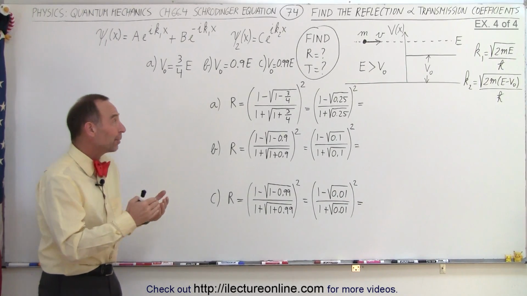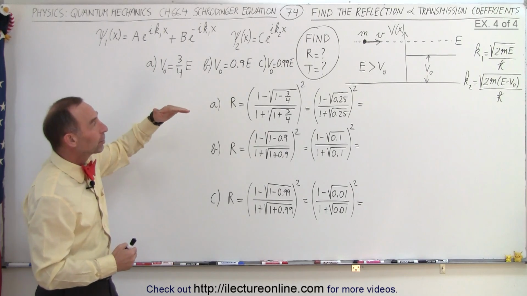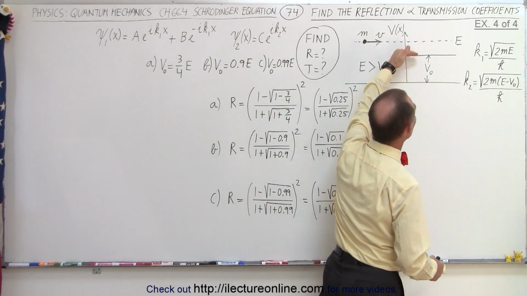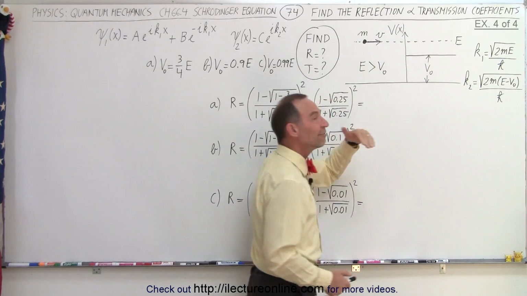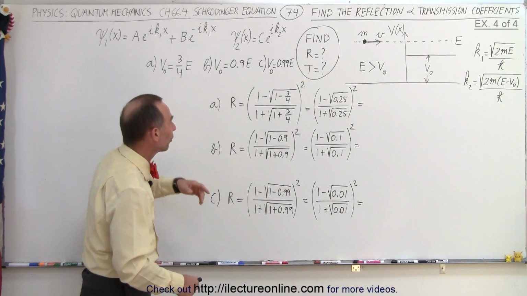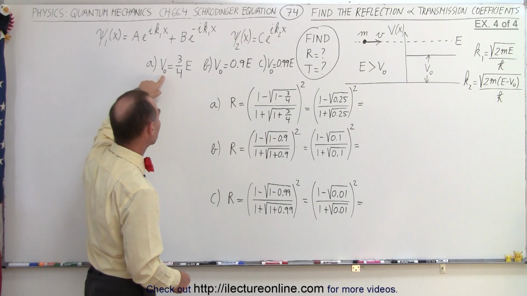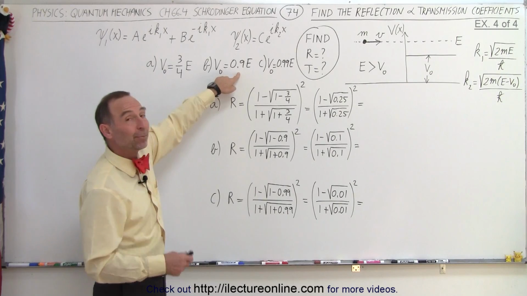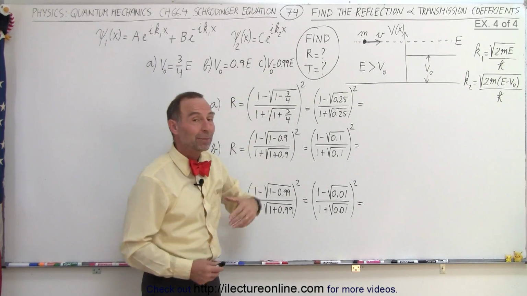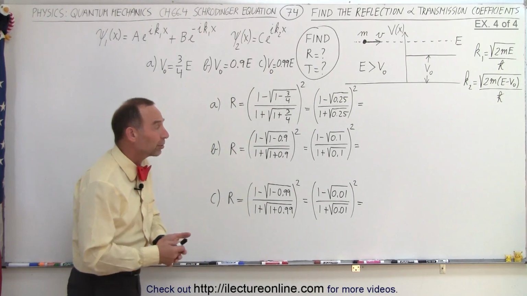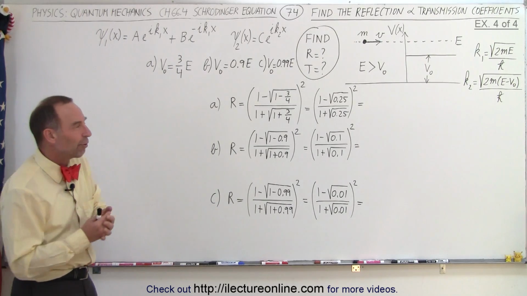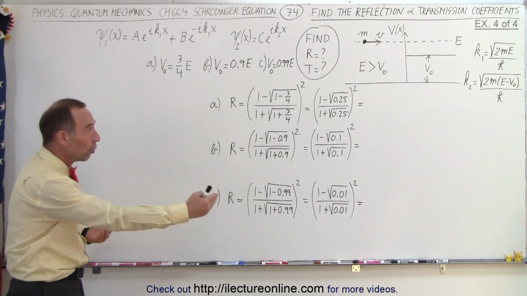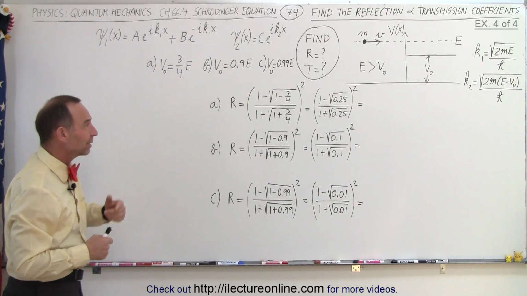Now let's see what happens when the energy of the particle, or better yet, when the potential of the step becomes larger and larger and approaches the value for the energy of the particle. In our first case, we'll let the potential step be 3/4 the energy of the particle, then 90% of the energy, and then 99% of the energy of the particle, to see what the reflection coefficient will be like, what fraction of the particles will be reflected off that step potential.